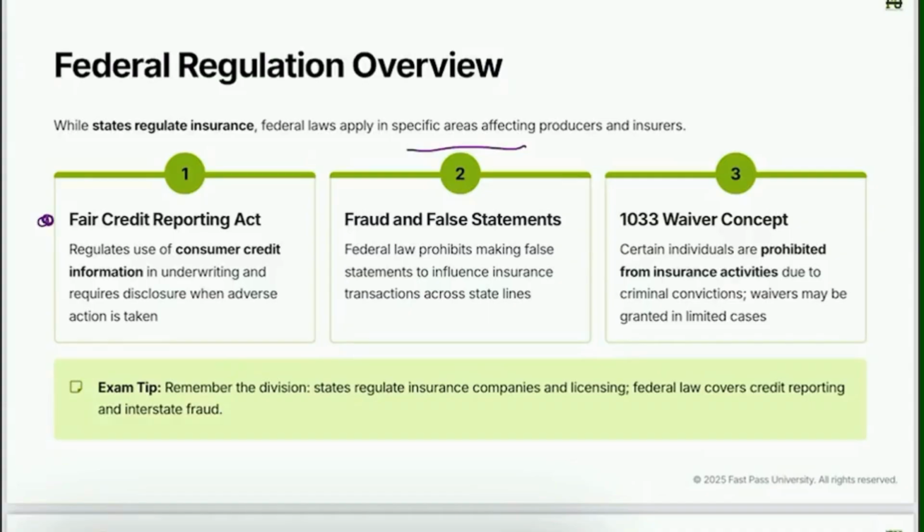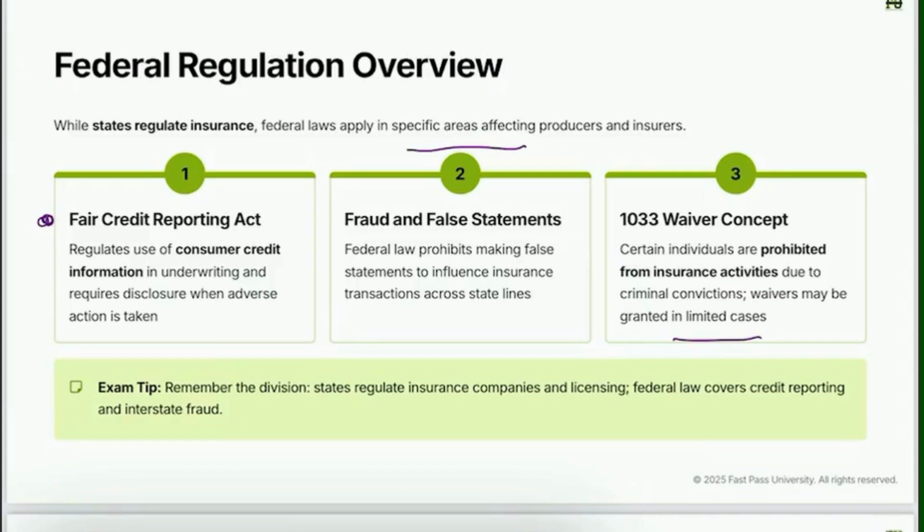And the 1033 waiver concept. Certain individuals are prohibited from insurance activities due to criminal convictions. Waivers may be granted in limited cases. So, there are certain criminal convictions that could stop somebody from getting an insurance license. If they were still able to get their insurance license, they would need a 1033 waiver, and that would be granted in very limited cases. That's a federal regulation. All right, so just make sure that you are comfortable with those. Generally, you're going to be asked about the Fair Credit Reporting Act.